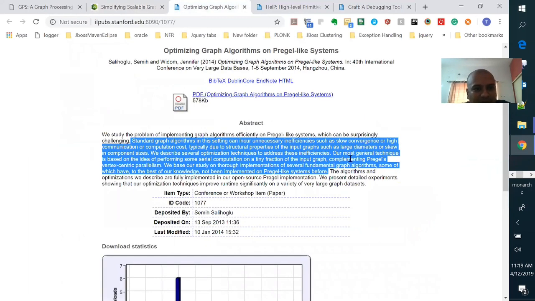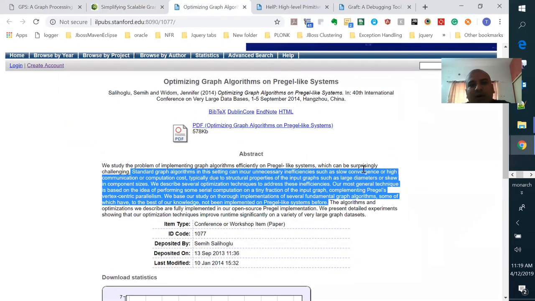Going to the next paper, optimizing graph algorithms on Pregel-like systems. This paper discusses some of the optimizations which they believe are not implemented in Pregel, like several optimization techniques to address these inefficiencies. Our most general technique is based on the idea of performing some serial computations on tiny fractions of input graphs, implementing Pregel's vertex-centric parallelism. We'll have to go into a lot of details to understand what optimization exactly they have done, but this paper discusses that.